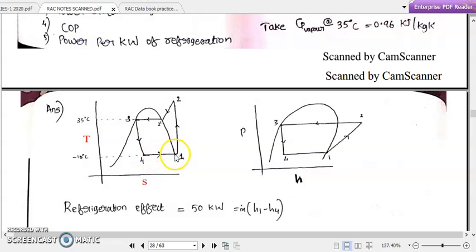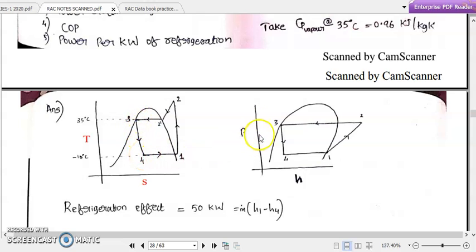Then followed by our isentropic compression process, which is a vertical line in the TS diagram. Then followed by our constant pressure heat rejection process 2-3. Then followed by the isenthalpic or constant enthalpy expansion process 3 to 4.